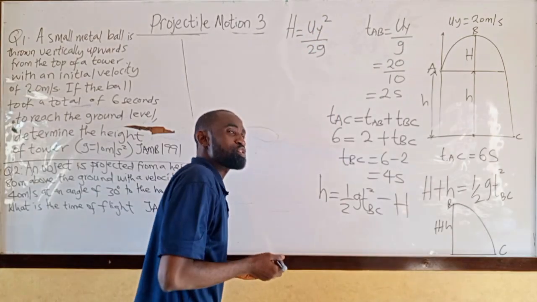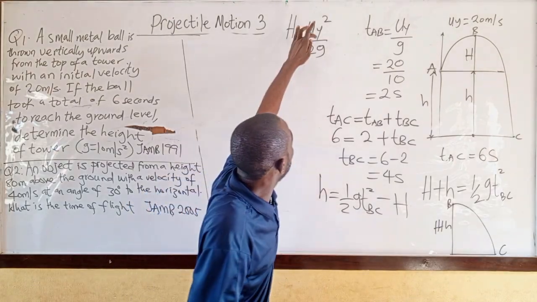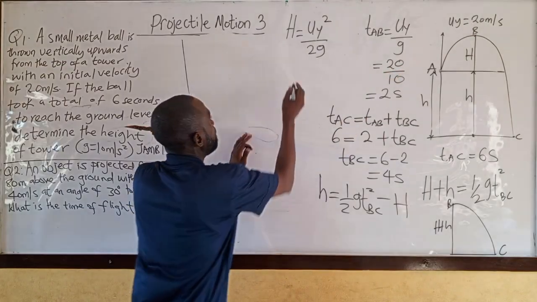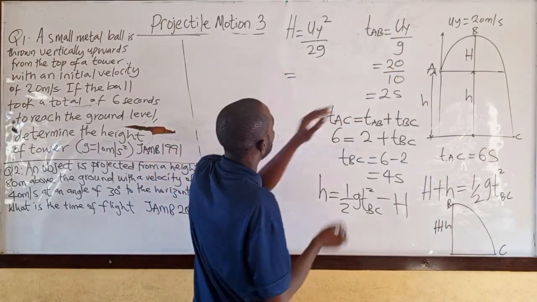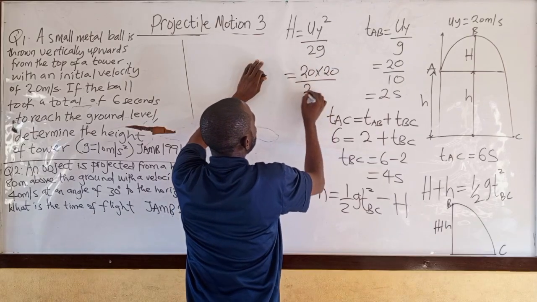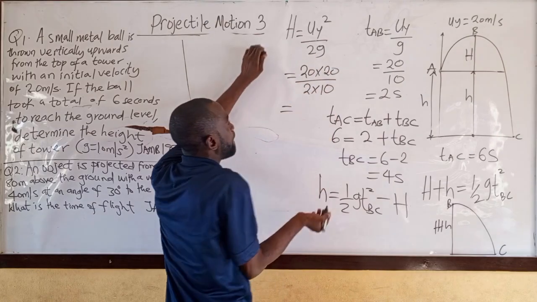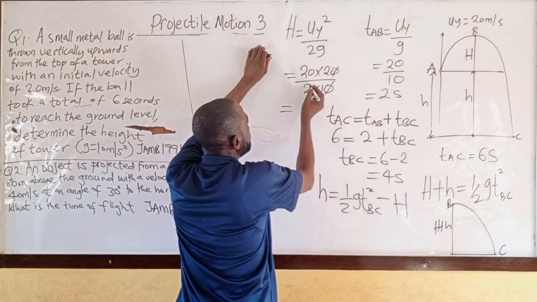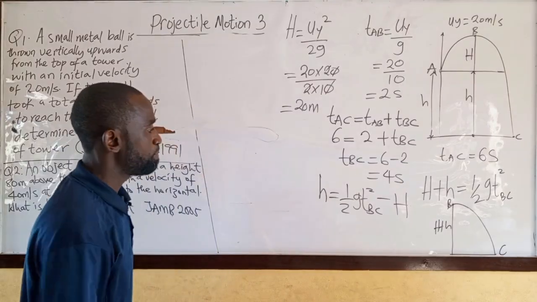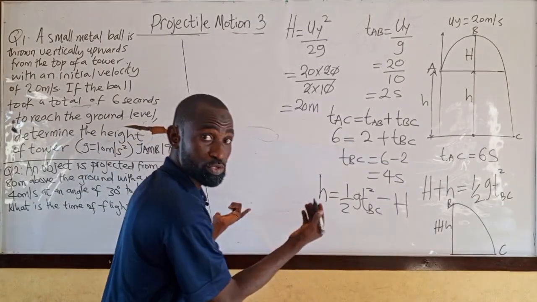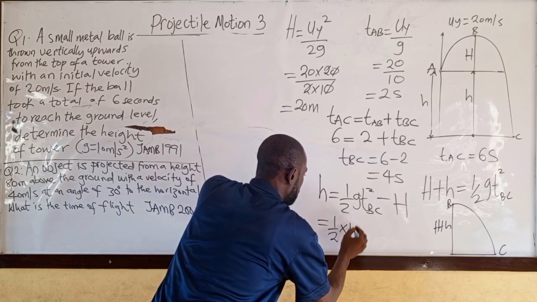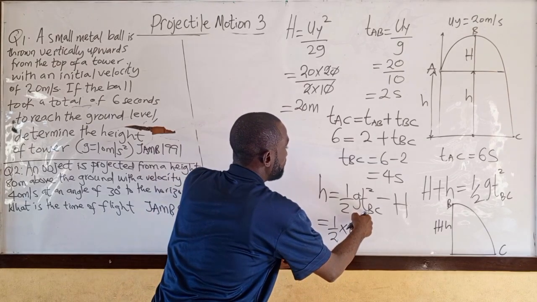Now, class, if the question does not involve an angle, we use all these ones. Are you with me? But when it involves an angle, it will be sine and whatever. So here, u of y is 20. So all squared, you have 20 times 20 all over 2 times 10. So what is happening here? 0 cancels 0. We have 20 meters. So our big H is 20 meters. So let us substitute. Now, half times g, which is 10, times our t BC, which is 4.